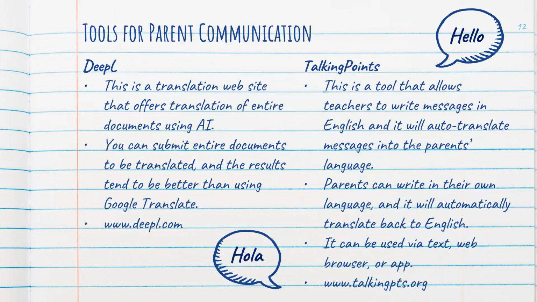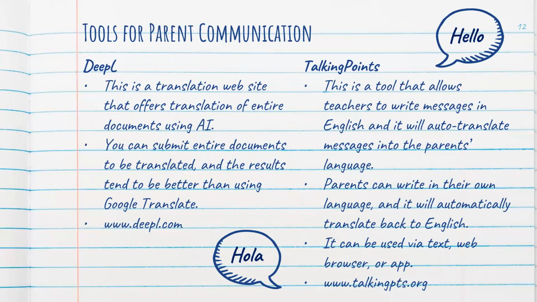You will want to make sure that you have good communication with students' parents. And here are some tools that you can use to do that. One is called DeepL. It is a website. And if you are sending documents home, you can translate the documents. It uses AI, so I hear that the translations are better than they are using simply Google Translate. And this is one way to translate documents for parents.